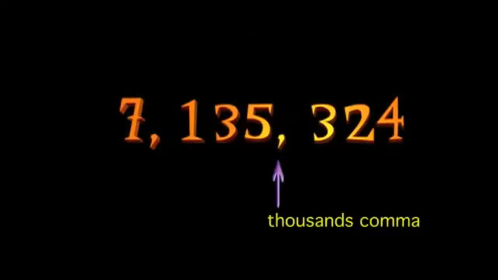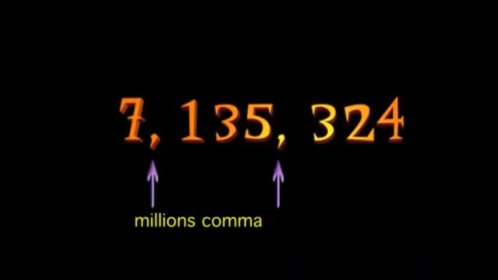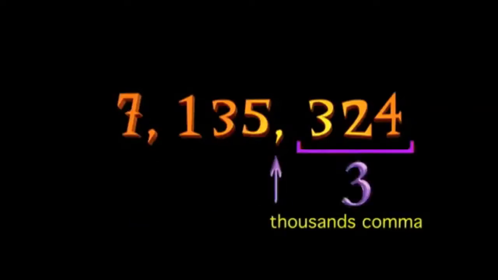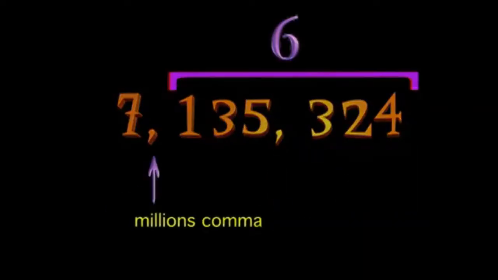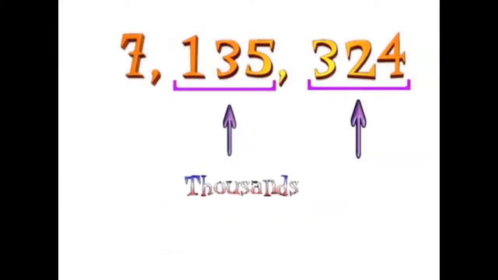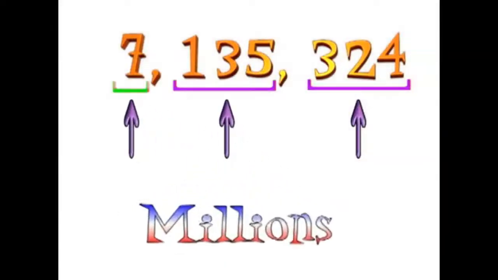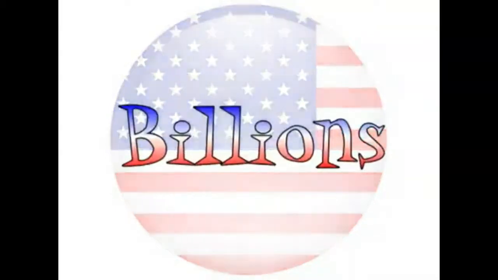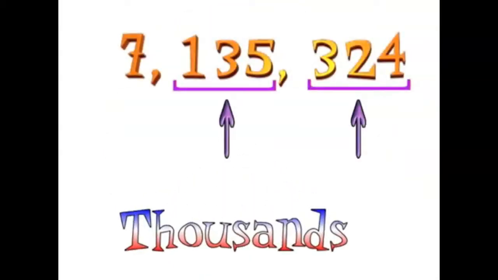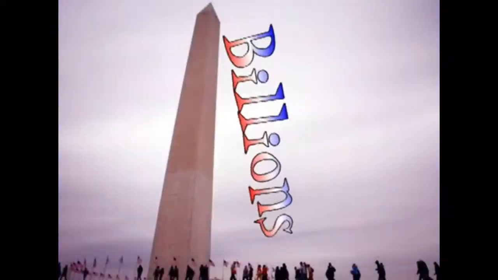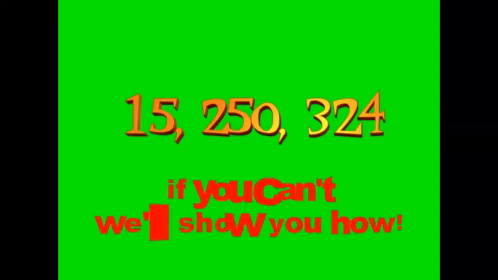7,125,324. Thousands, comma, first in line. Millions, comma, it's all mine. Thousands, comma, after 3. Millions after 6, you see. Hundreds, thousands, then the millions. They're the ones before the billions. Hundreds, thousands, then the millions. They're the ones before the billions. Try to say this number now. If you can't, we'll show you how. Try to say this number now. If you can't, we'll show you how.